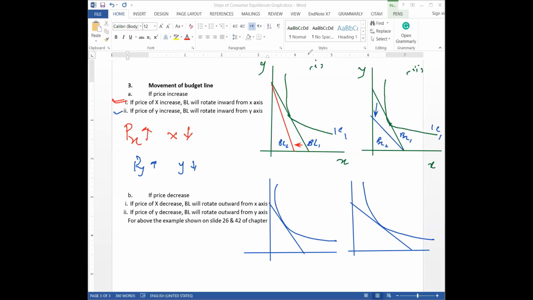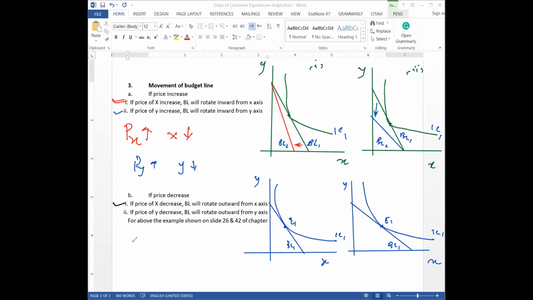First of all, I will label it. So this is E1 in both cases, E1, E1. This is X, this is Y, Y, X. So this is IC1, IC1. This is BL1, BL1.